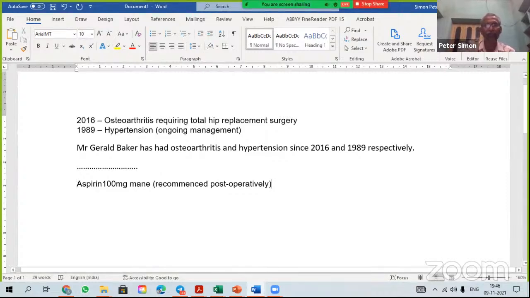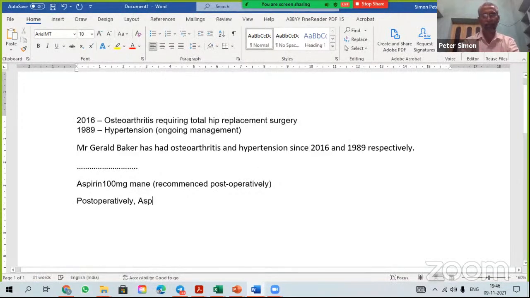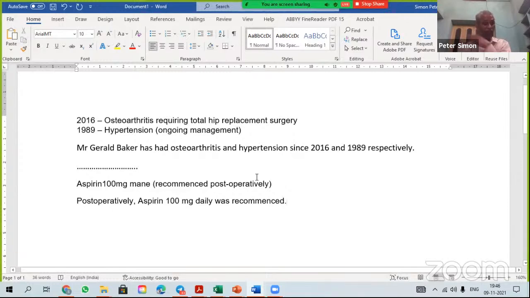Post-operatively, comma, aspirin 100 mg daily was recommenced. No need to write he. Direct passive voice. Aspirin. He was recommenced on? No need. Mr. Baker was recommenced on? We know that this patient is Mr. Baker only.